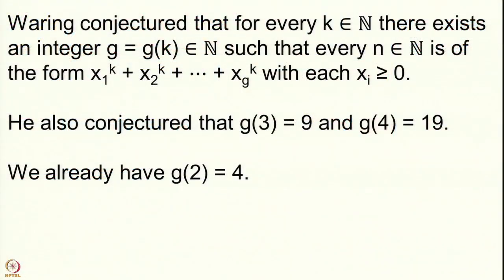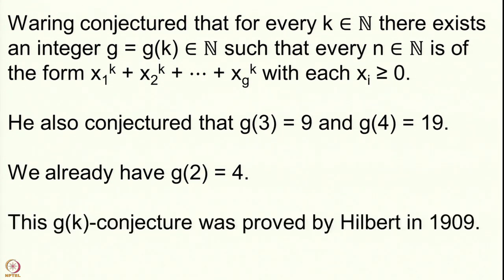So, Waring conjectured this, that for every k there is a fixed number, call that g depending on k, such that every natural number is a sum of at most g many kth powers. And further he proved that g of 3 is 9 and g of 4 is 19. And as I have remarked, we already have that g of 2 is 4 by Lagrange. So, this was stated in 1770, and about 140 years later Hilbert proved it in the last century, the 20th century.